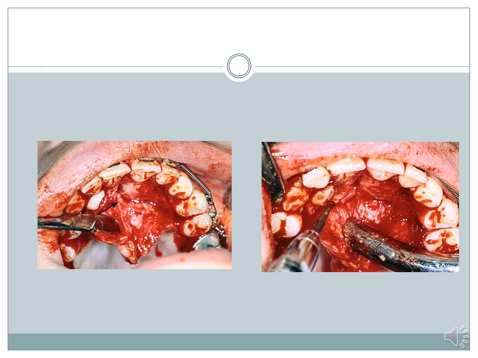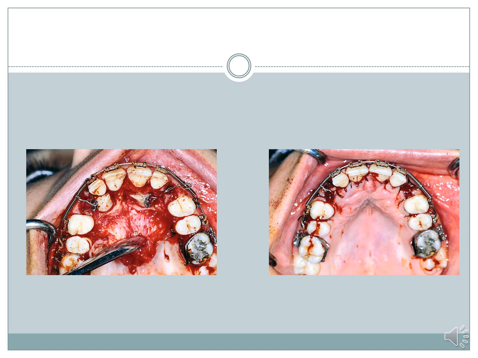So see, the area is being exposed, the canine is being exposed. Yeah, see, all these routine etching procedures have been carried out, and then the brackets are placed on the labial surface of the canine. So depending on the traction force, this canine can be guided to the proper position in the arch length, in the arch.